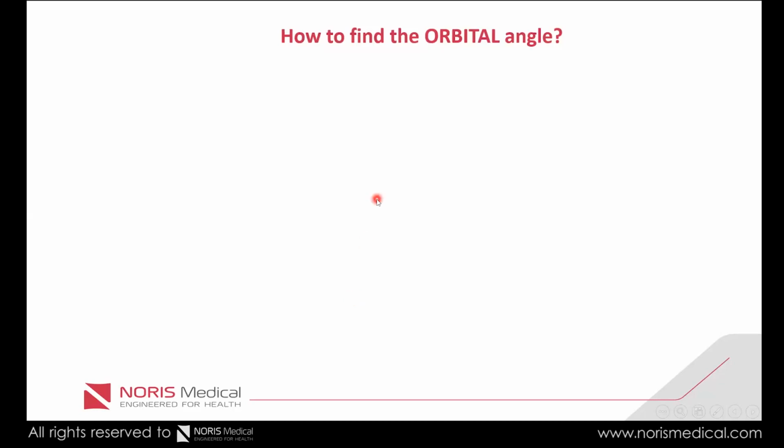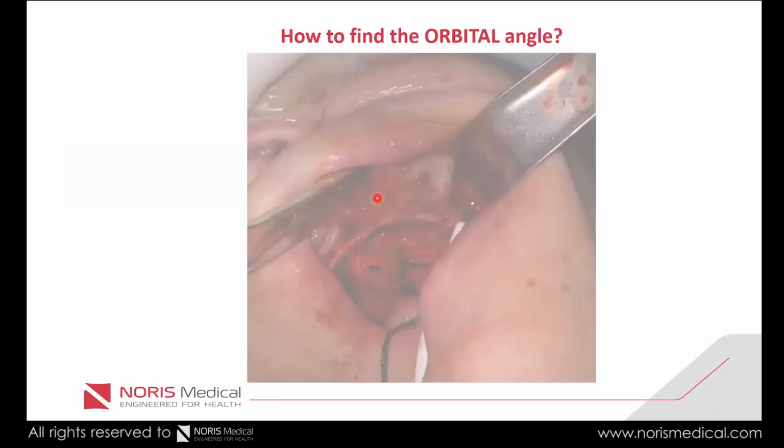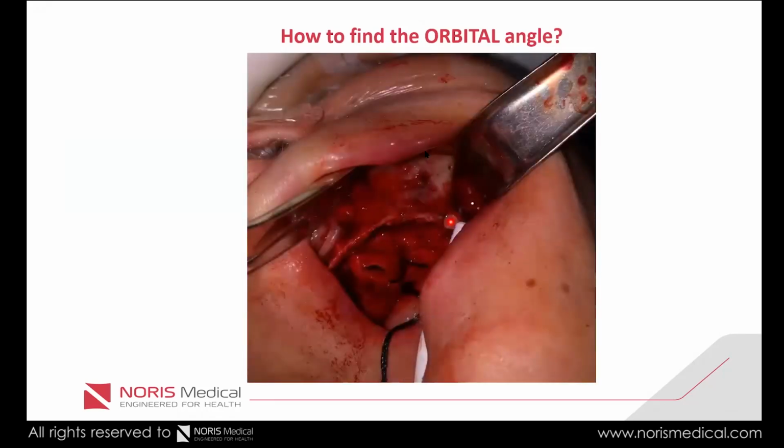So how to find the orbital angle? Big question. Okay, what we see here, we see the ridge. This is the nose, orbita, central. This is the center. And somewhere here is our line. How do we find that?